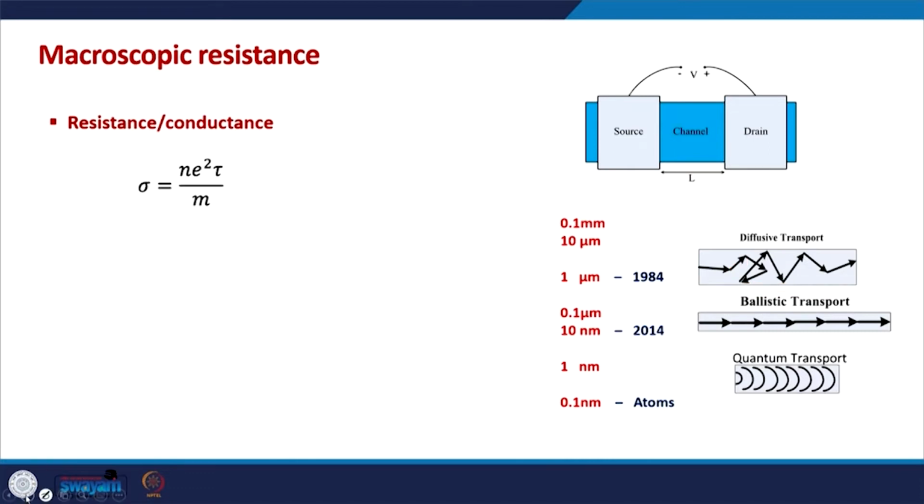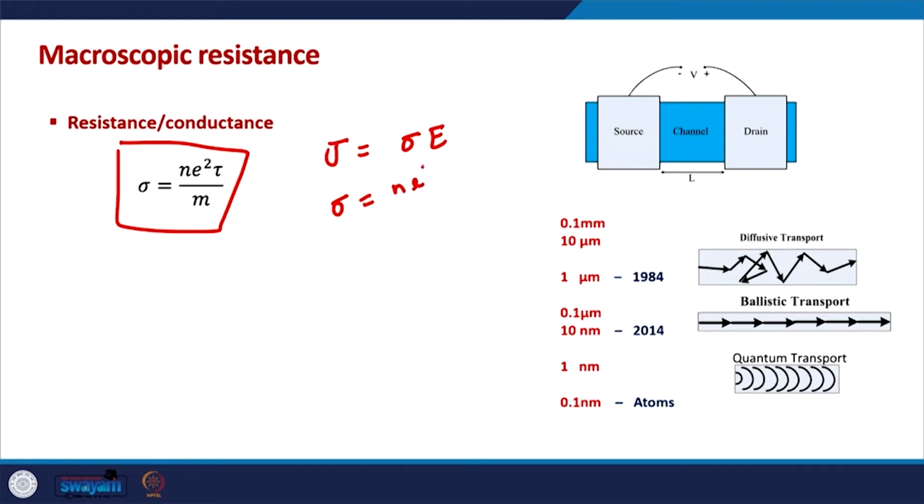Okay. So, Drude's model says that the current density is directly proportional to the electric field, and this constant of proportionality is the conductivity, which is given as n e squared tau by m, where m is the mass of the electron, tau is the average time between two collisions that the electron undergoes, n is the number of electrons, and e is the charge.